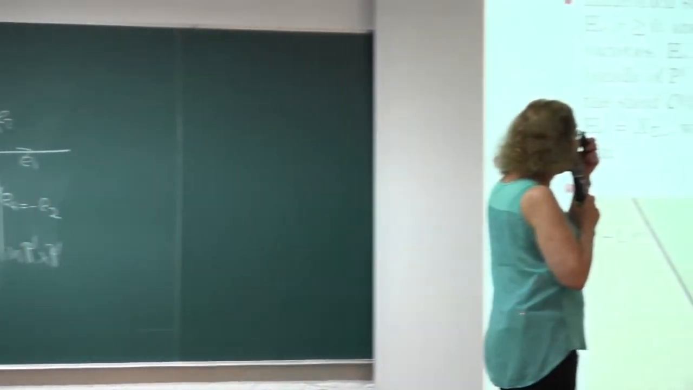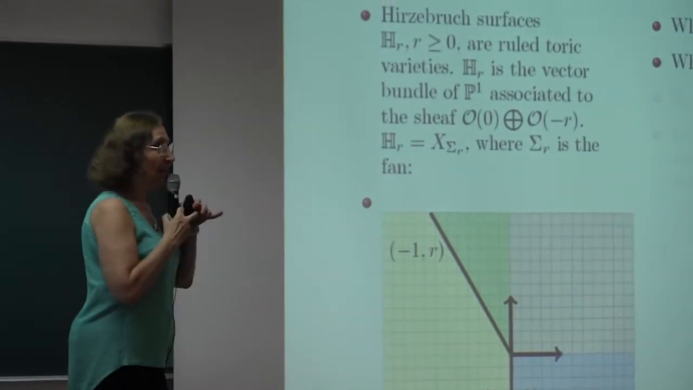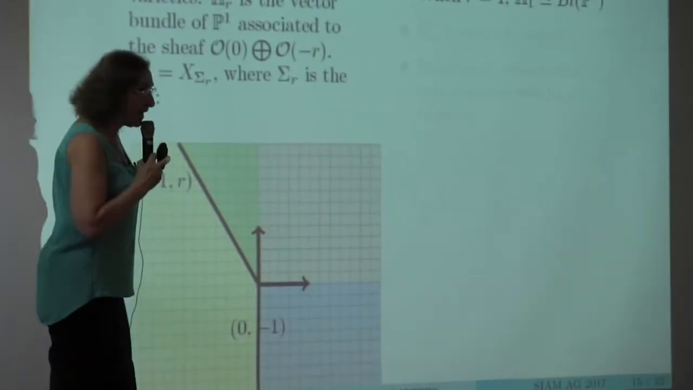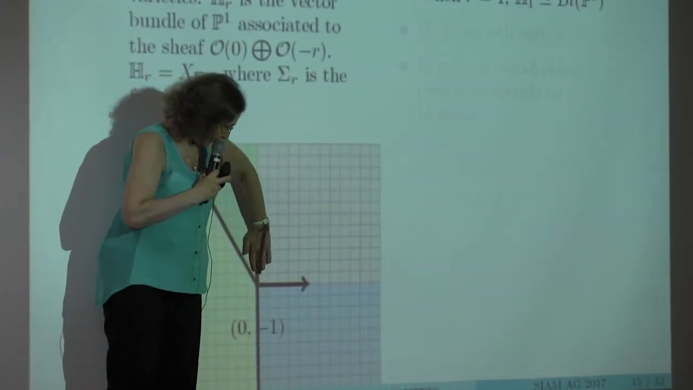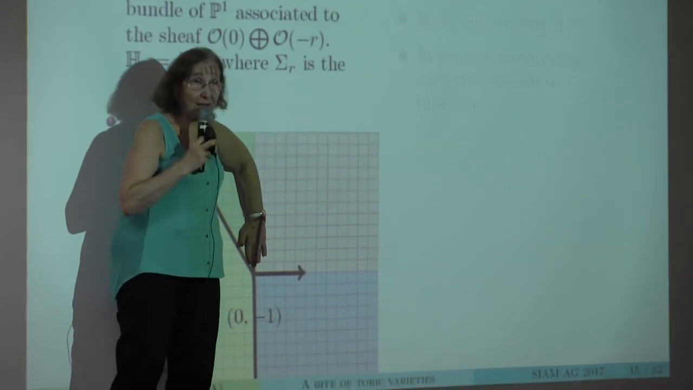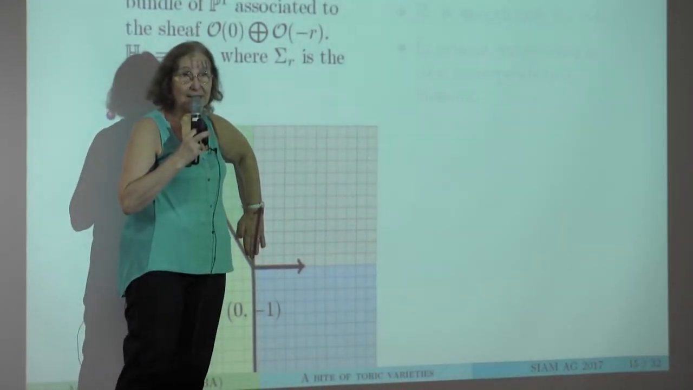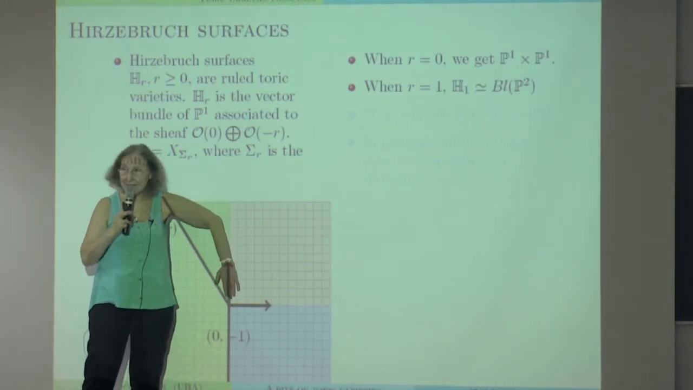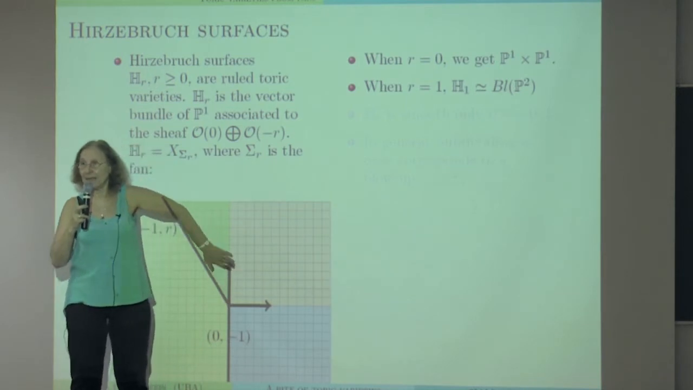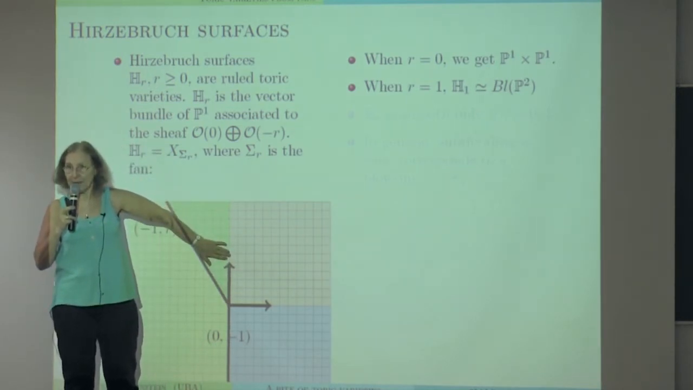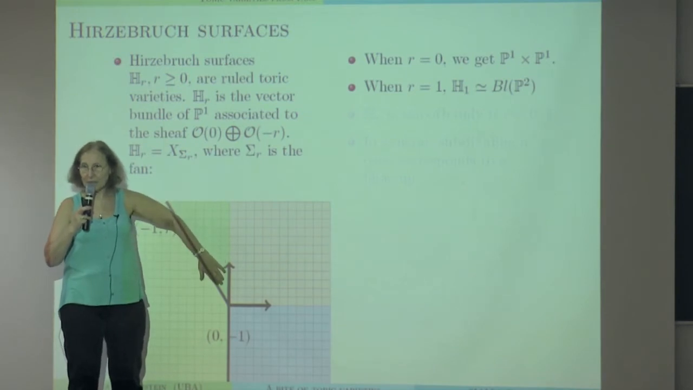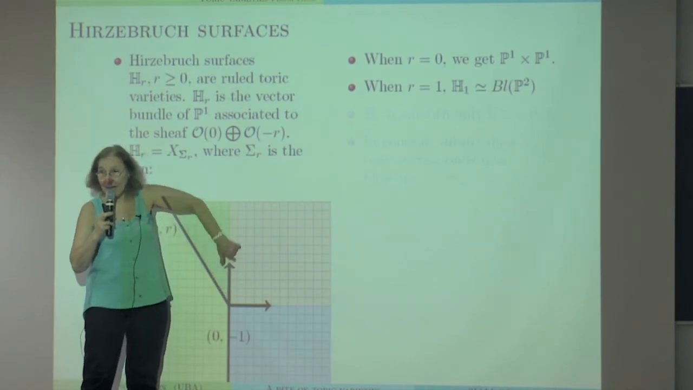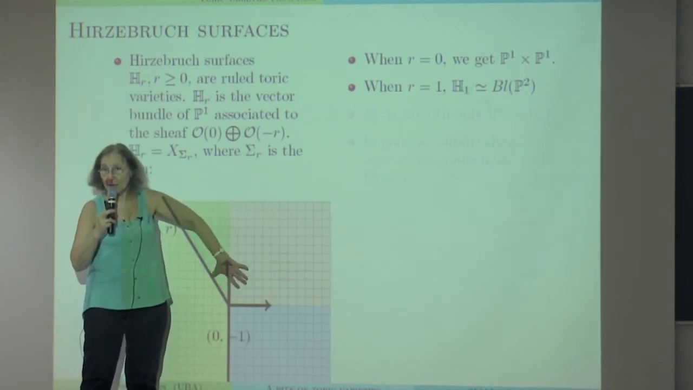When r is 1, we get the blow up of P2 at the origin. And pictorially, how do you get the blow up? If we take this away, we have three vectors that add up to 0. This is again a manifestation of P2. Now I don't have the first one, I have this one, but this is again P2. And when we subdivide the cone, this corresponds to a blow up. You can do the computation, and it's easy to see. So we can think that we have this, and then adding this ray blows up a point.